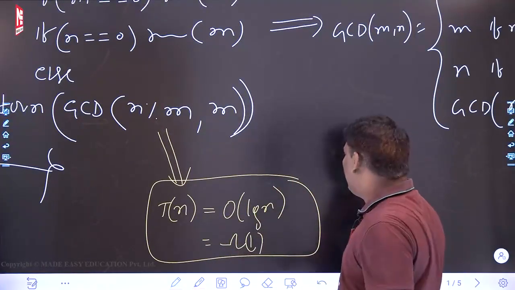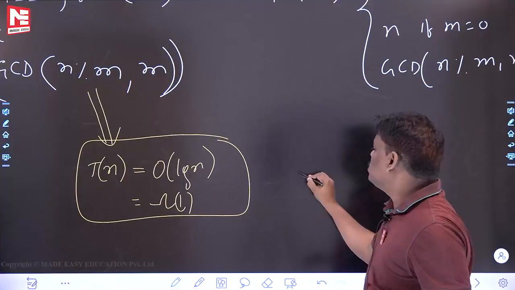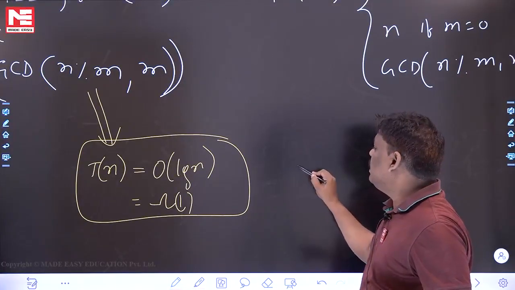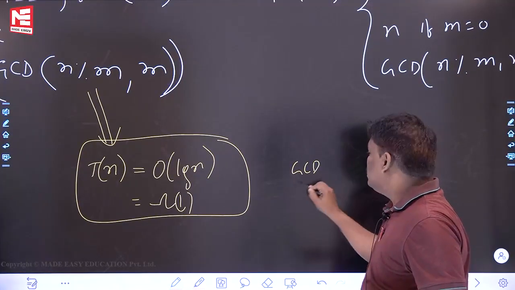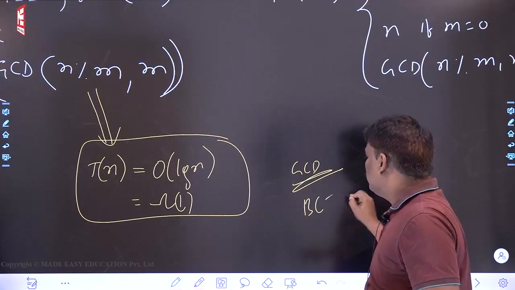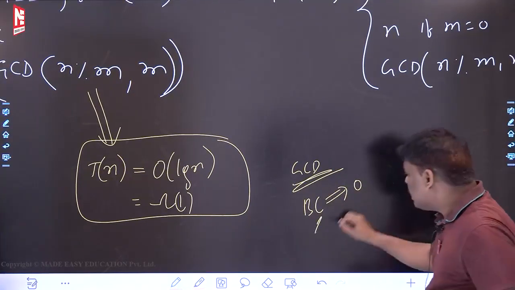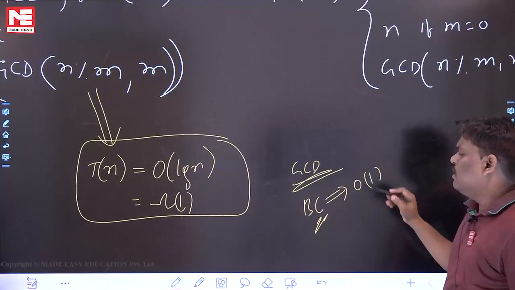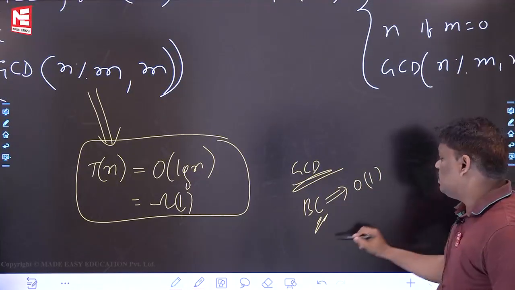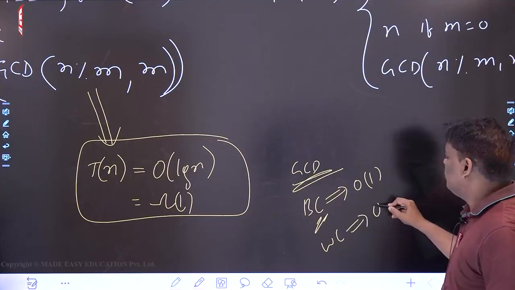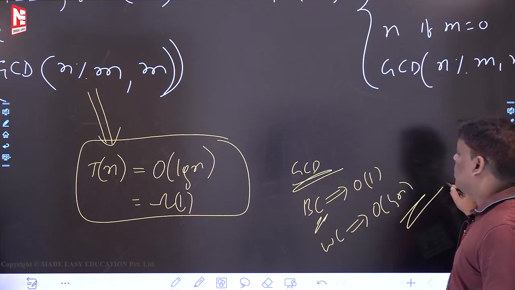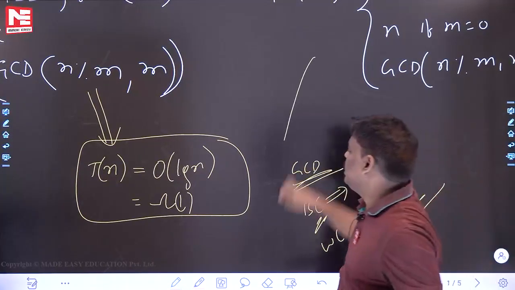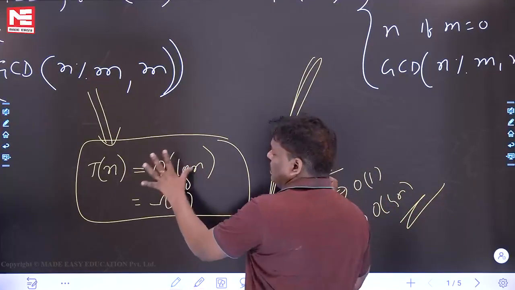If I want to say it another way, I can say: GCD algorithm, best case 1. When you write best case, it doesn't matter which symbol you use. Next, worst case log n. Worst case log n. Right? There is also a technical way of writing.